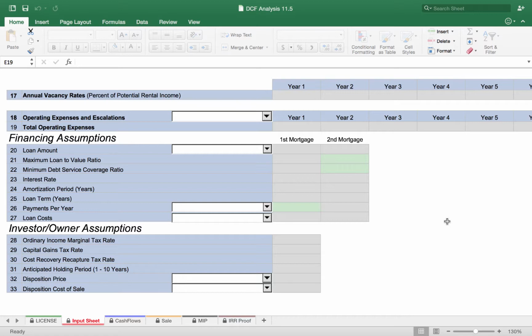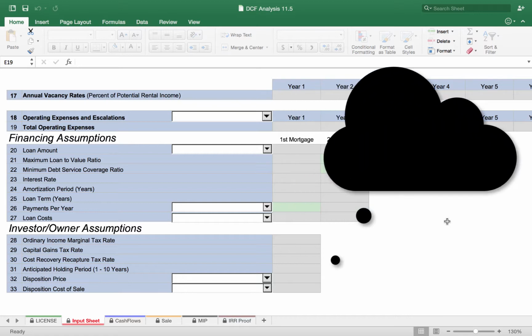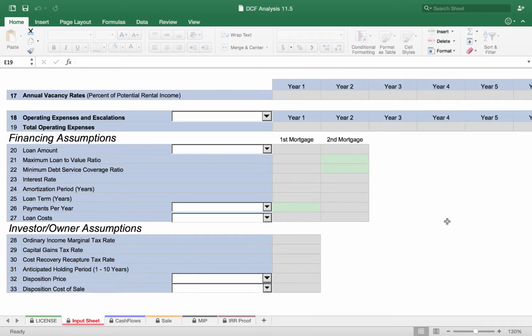Now, if you're going to layer in financing and or taxation, there's certainly additional cells that need to be filled in, but at a minimum, you need to have those 5 cells, lines 6, 12, 15, 31, and 32 filled in order for the macros to calculate.